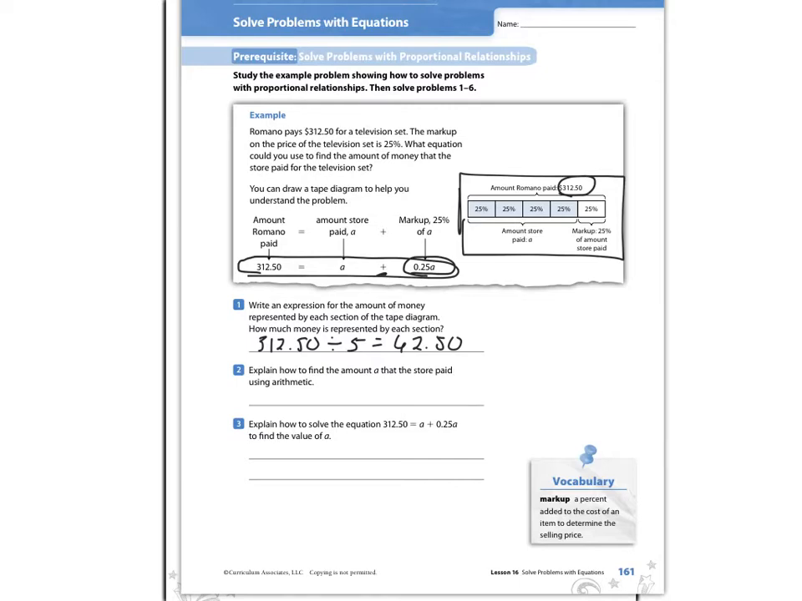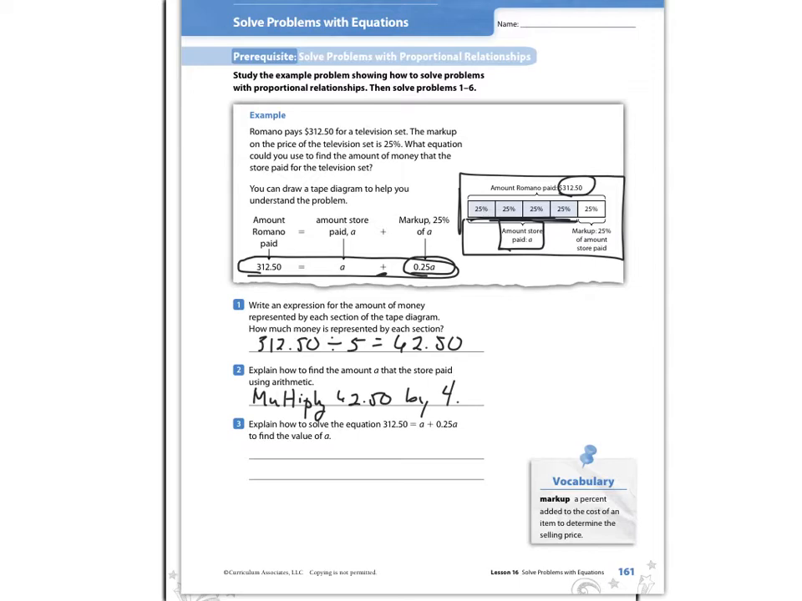Number two, explain how to find the amount A that the store paid using arithmetic. The amount they paid are only these 4 blue sections. So if we know that one section is $62.50, we would just multiply the $62.50 by 4. And again, we're multiplying by 4 because the amount paid is represented by these 4 blue sections.